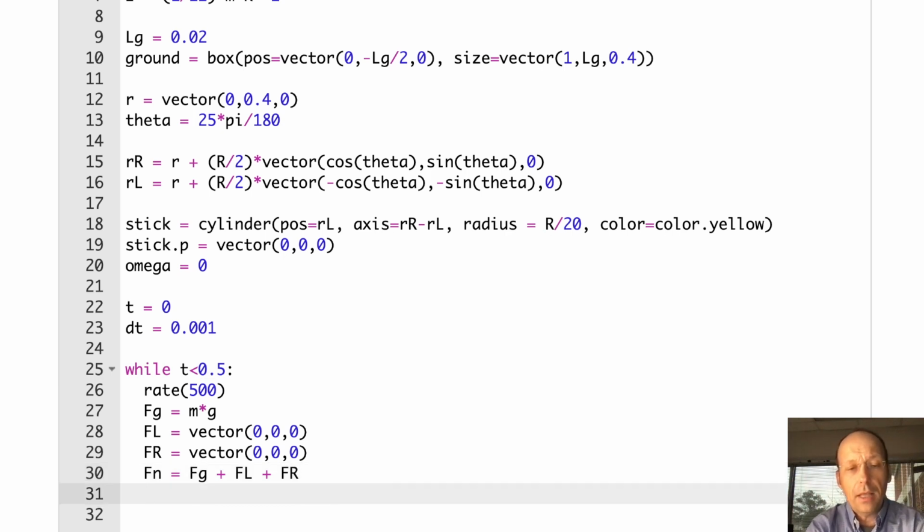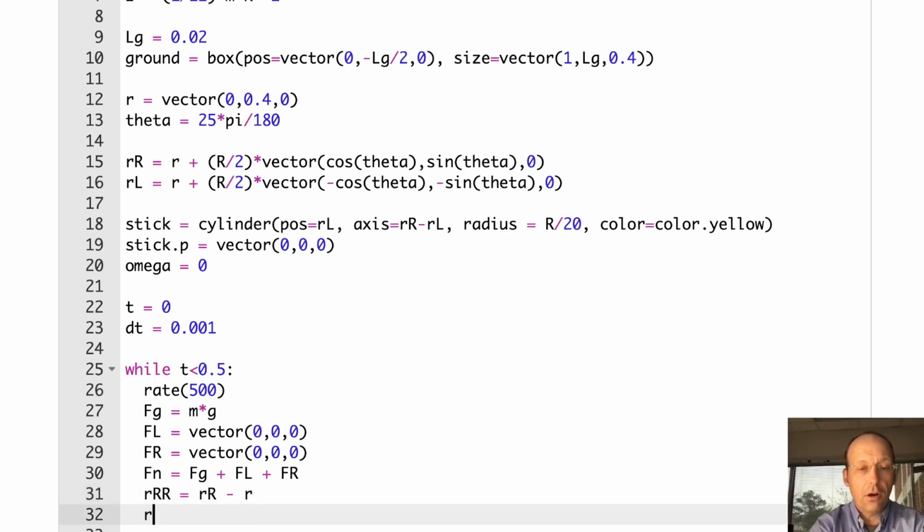So I need that vector, let's call it RRR. It's going to be the vector from the center to the right end. So that's going to be RR minus R. And then RLL is RL minus R. Right? So now I have those vectors from the center, and those are what I need to calculate the torque.